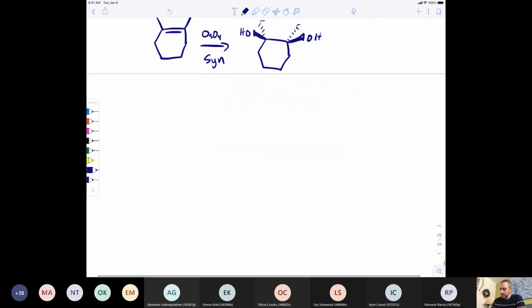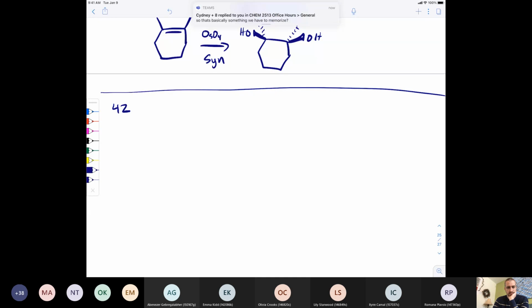1642 is the last one. We're going to skip ahead to 42. Let me find it. What would the major product be of the following reaction? Okay, look at this good one. This is a reaction that people always forget about. We learn it really early on. It's maybe one of the first reactions you do.